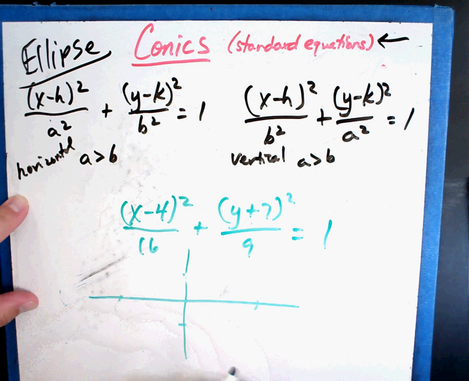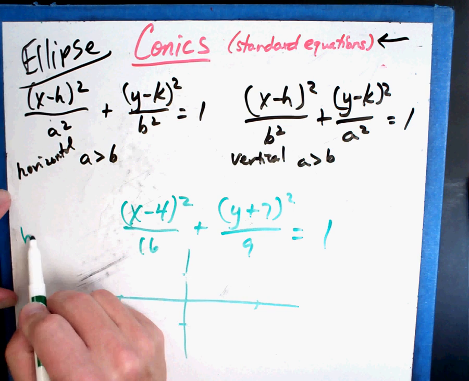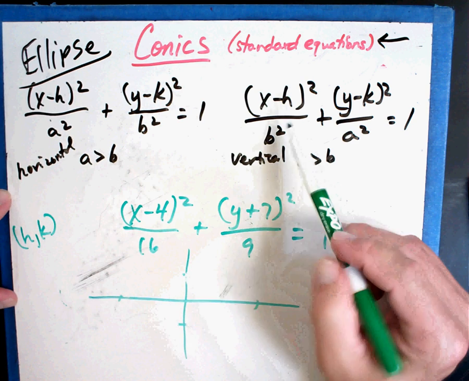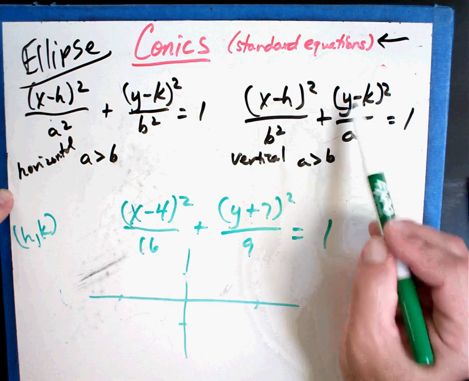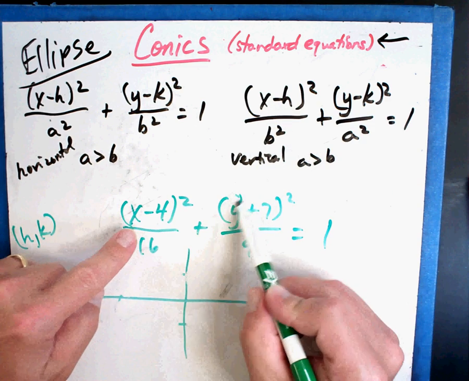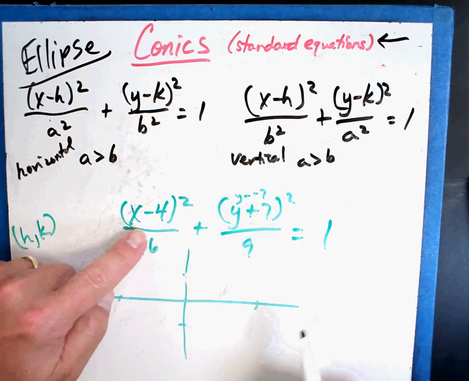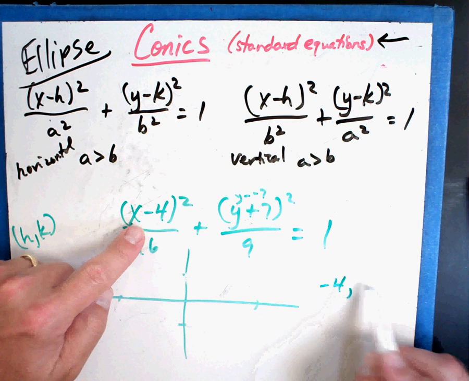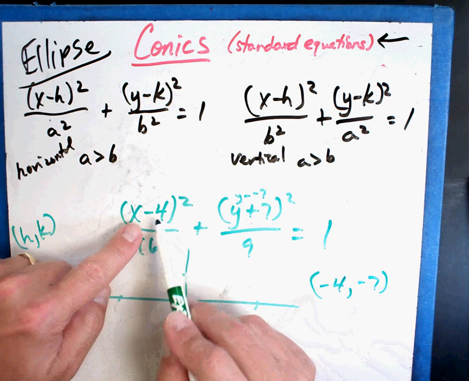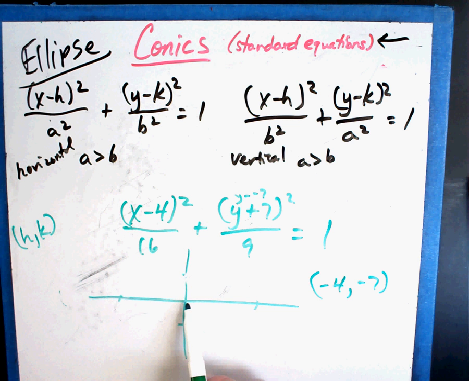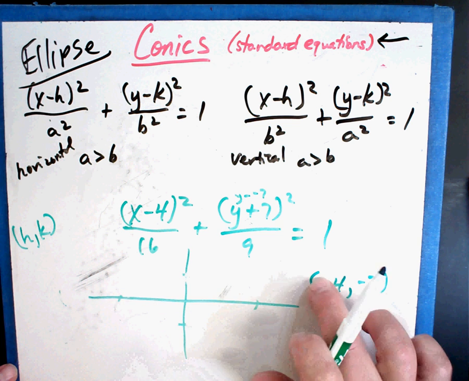Where is the vertex? By definition, the center is h, k. So let's look at our formula. For h, are they both minuses? That one's not, so this is really y minus minus 7. So h, k is going to be 4 and minus 7. So the center is 4, minus 7. I said that wrong: 4, minus 7.